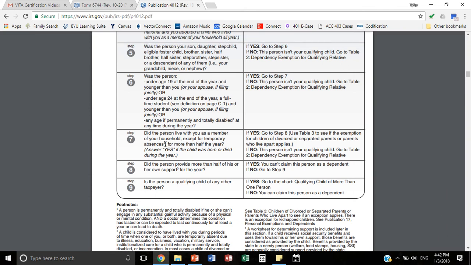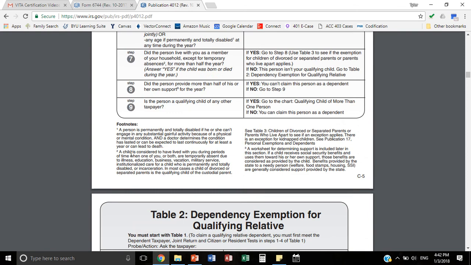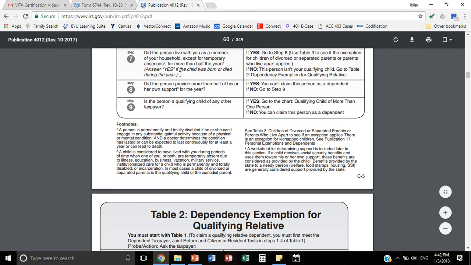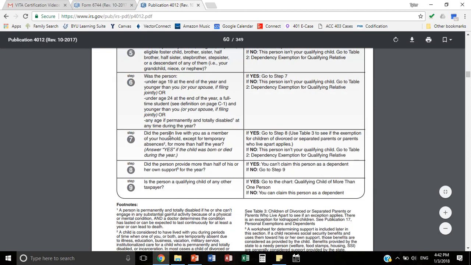So there's this little footnote right here for number 2. So we're gonna go down to that. It says a child is considered to have lived with you during periods of time when one of you or both are temporarily absent due to illness, education, business, etc. So the big one right there is education. So students, even if they are living on campus, because they're gone for education, they do fit that criteria for living at home for more than half of the year. So because we can answer yes to that one, go to step 8.